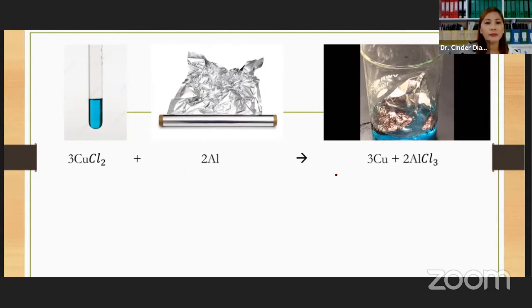The product will be, the question is, which is more active? Is it aluminum or copper? Of course, if you're going to base it from the reactivity series of metal, mas active si aluminum kaysa ni copper. So it will replace in the product side and copper will be displaced. So ito na yung magiging product natin, copper plus aluminum chloride.